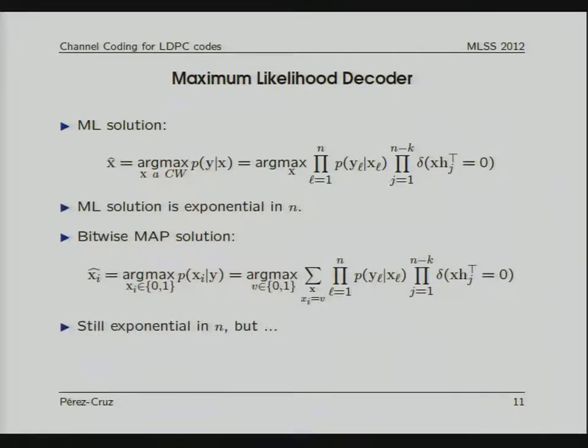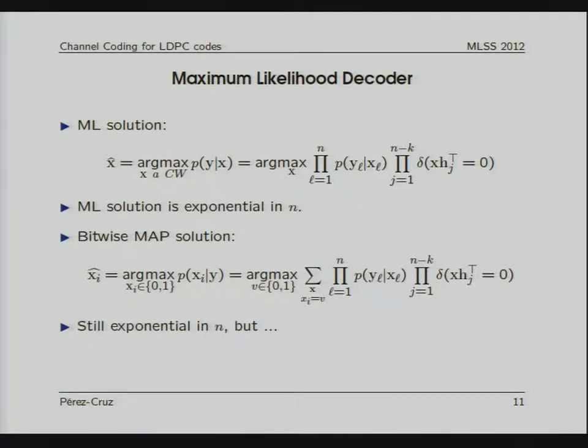And then there is also a different problem that we sometimes want to solve, which is what we call the bitwise MAP. The bitwise MAP solution uses Bayes equation to flip the probability, and then we take the maximum for each one of the bits individually. The MAP solution for the whole word is identical to the ML solution in this case, because all the words are equally likely. But the bitwise MAP solution is not identical to the ML solution. The way to see it is that in the ML solution we enforce that the word that we get is a code word.